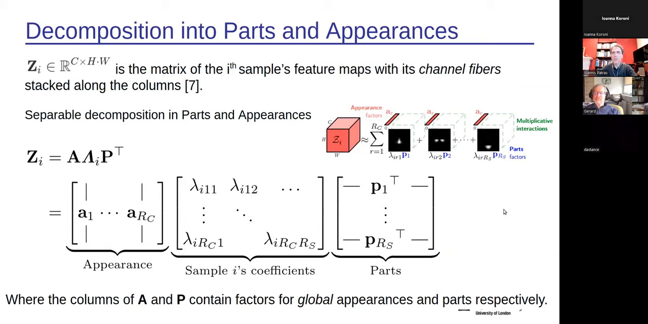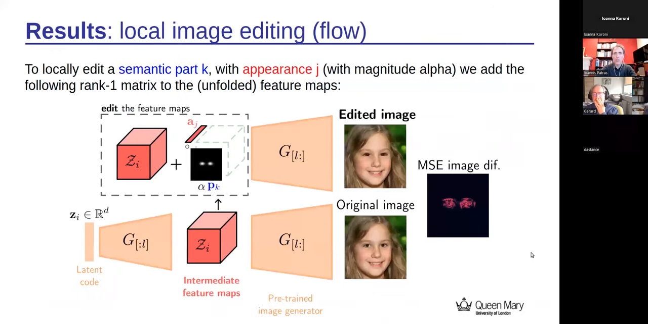Okay. So where was I? So what I was saying is that after training, we find parts and appearances. Depending, of course, on which tensors we choose, we end up with different parts and with different appearances. And once we have the parts and the appearances, then what we can do is edit an image locally, in the way that we want. How do we do that?